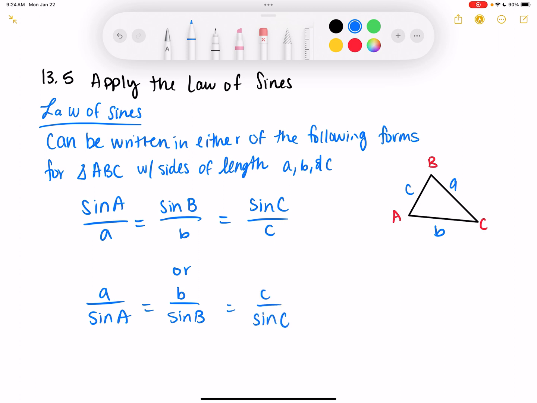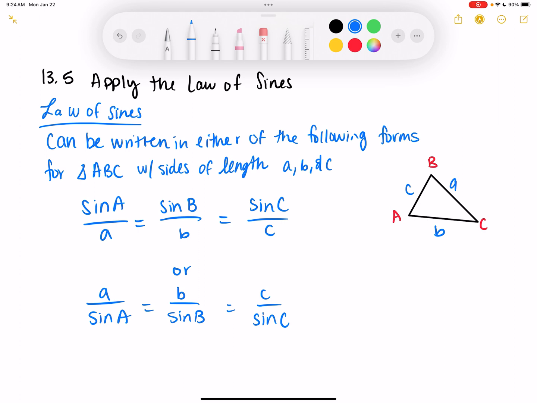And which one you pick is really just what thing are you trying to find. If I'm trying to find a side length, I'll use the bottom one. If I'm trying to find an angle, I'll use the top one just because there's less work involved. But they're equivalent, so you can use whichever one. Most of the time, we'll just have the sine of A divided by A is equal to the sine of C over C. We're not going to have all three written together.